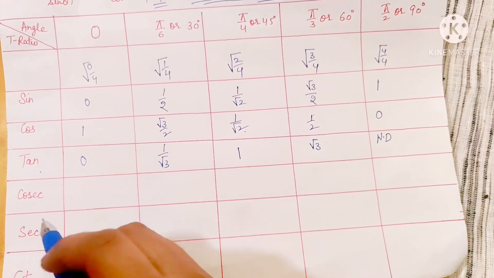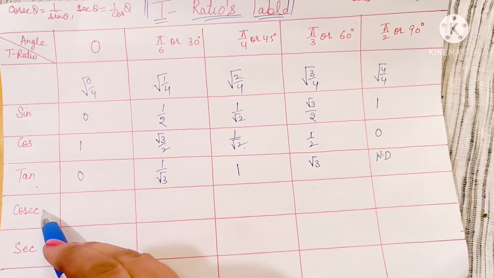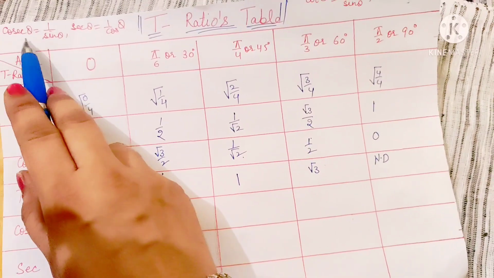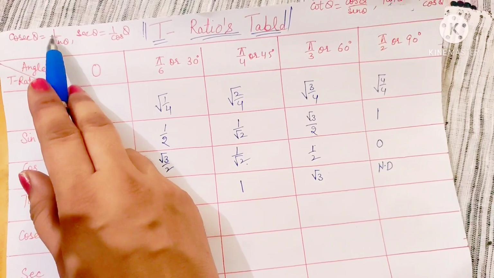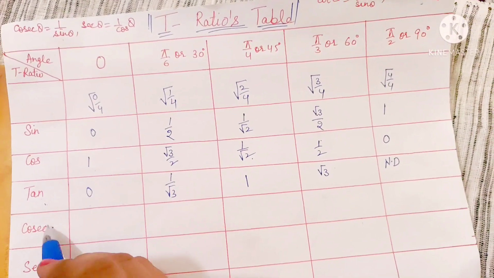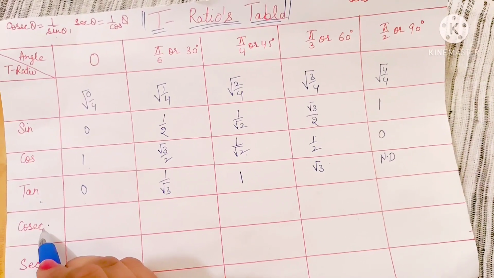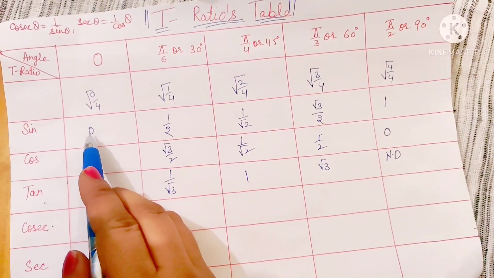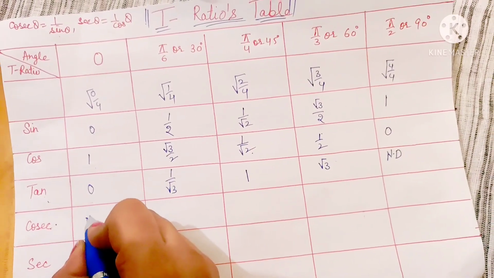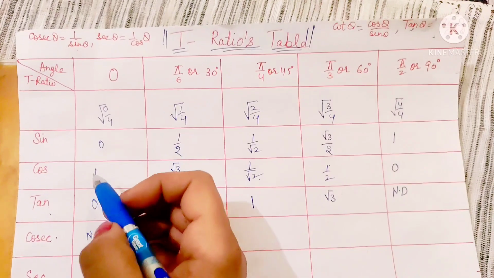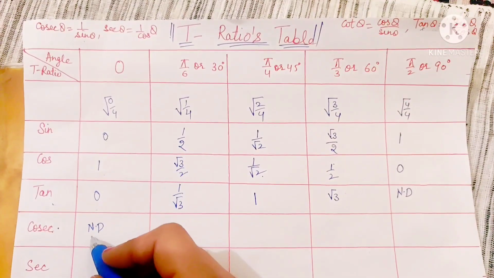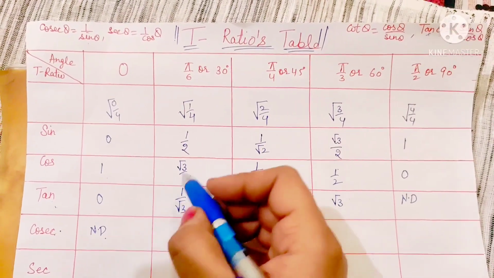Next, for the ratios of cosecant, as we all well know, cosecant theta is equal to 1 by sin theta. So cosecant 0 degree is equal to reciprocal of 0, which is not defined, because 1 by 0 is not defined.